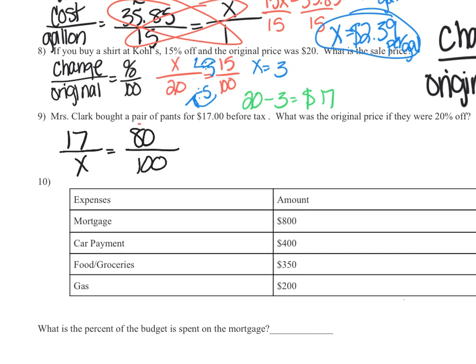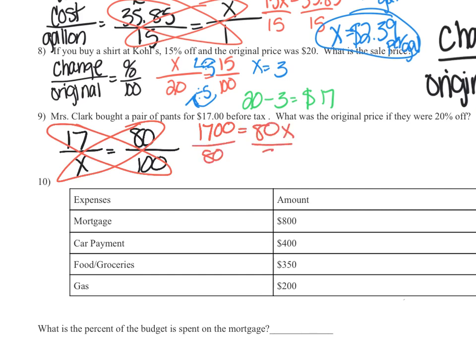So then here, I'm going to cross multiply, so I'll get 1700 equals 80x, and divide both sides by 80. So then I'll have my x will equal $21.25. That's my original cost of the pants.